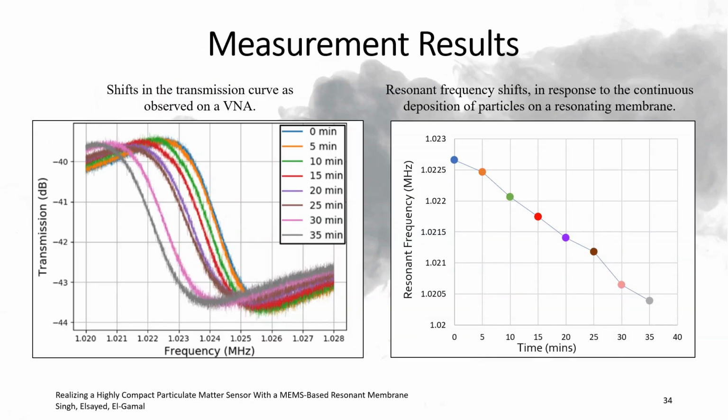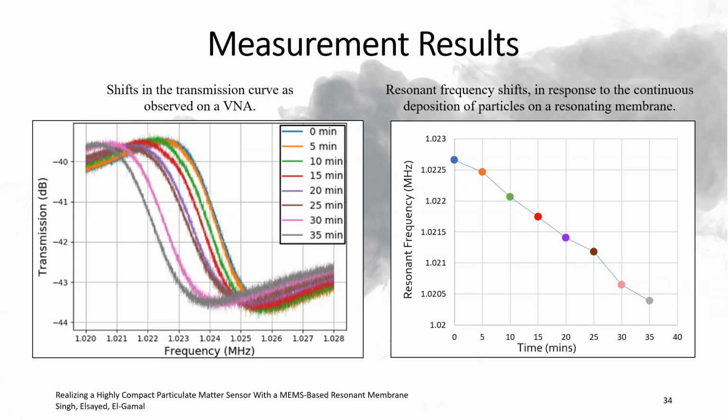So when we used the VNA, we got the shift in the transmission curve. We ran our experiment for 35 minutes and we took measurements after every 5 minutes. And we saw that with continuous deposition of the material or the particles on the membrane, there was a shift in the resonance frequency. We translated this curve into the frequency versus time domain. So you can see we have taken measurements at every 5-minute steps.